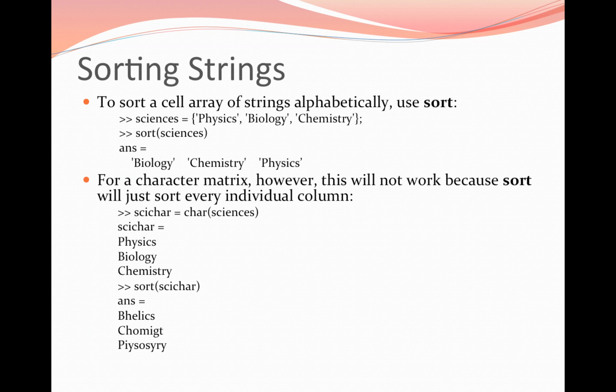If you wanted to sort strings alphabetically, you have several options. If we create a cell array that stores the strings, we can use the sort function to sort them alphabetically. However, if we take that cell array and convert it to a character matrix using the built-in function char, that's going to give a matrix of individual characters in the elements, and the sort function, since we're passing a matrix, is going to do what any function in MATLAB does with a matrix, and that is it's going to go column by column. So it's going to sort every individual column. In the first column we have PBC, that becomes BCP. In the second column we have HIH, that becomes HHI, and so forth.